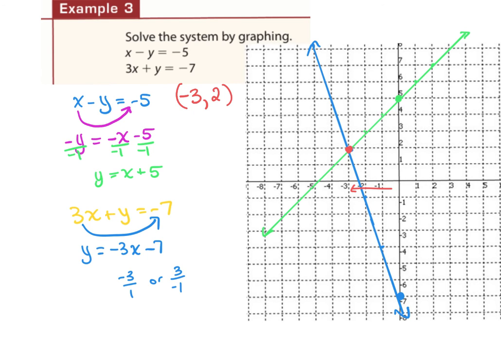I can check to see if they work. I can plug them in. -3 minus 2 equals -5. Yes, that is true. 3 times -3 plus 2 equals -7. -9 plus 2 equals -7. Yes, that is true. So I can see that my answer, (-3, 2), is correct.